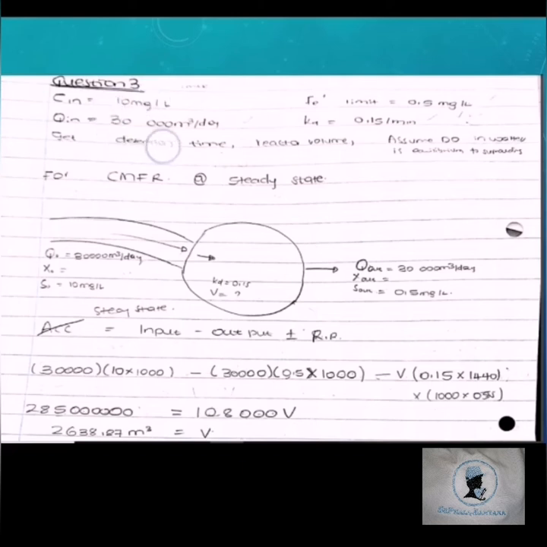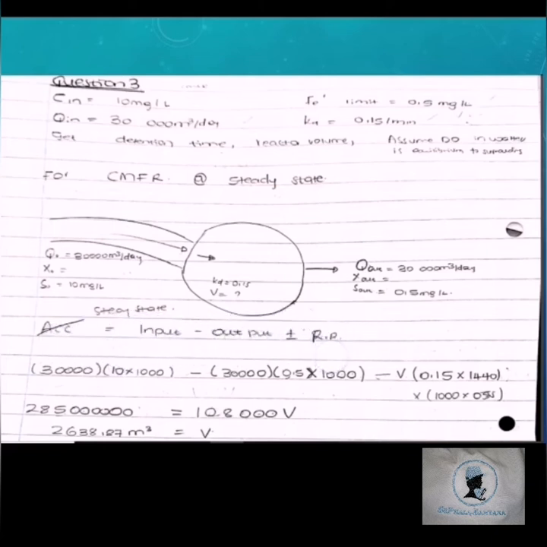So I wrote out everything that I have. I have my Q in and my concentration of the Fe. And then we have our Q out of that, and we have our concentration of that. Please never mind the X not and the X out, because this requires knowledge of wastewater management, wastewater treatment. But this question does not want wastewater treatment knowledge. It just wants us to know mass balance analysis. So already we have accumulation equals input minus output plus or minus the reaction rate.